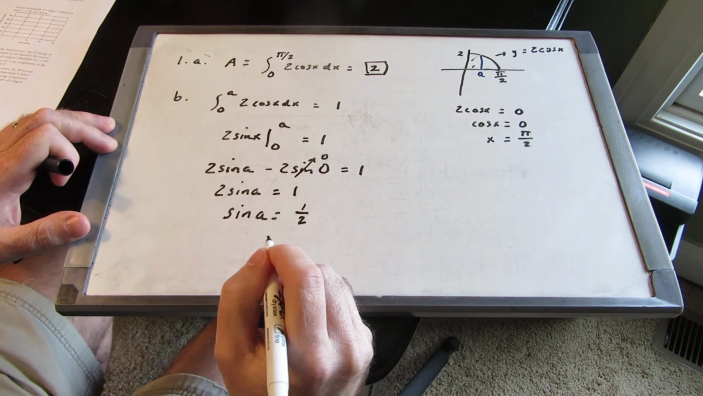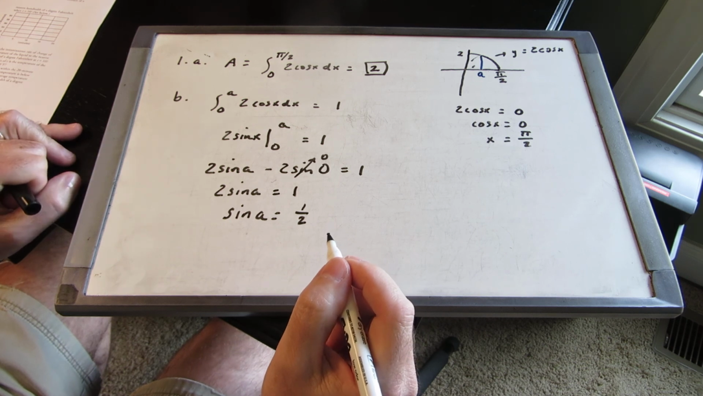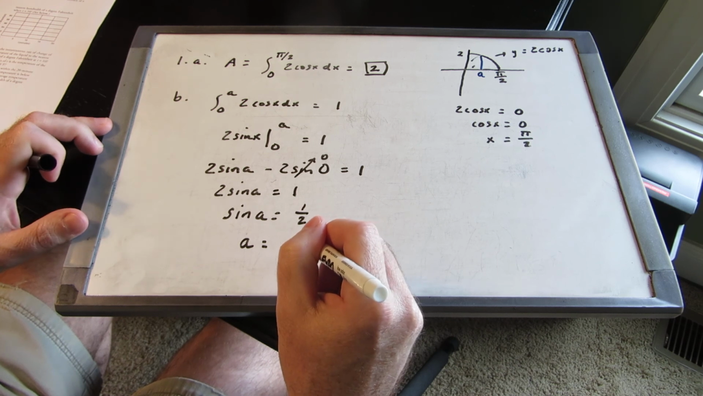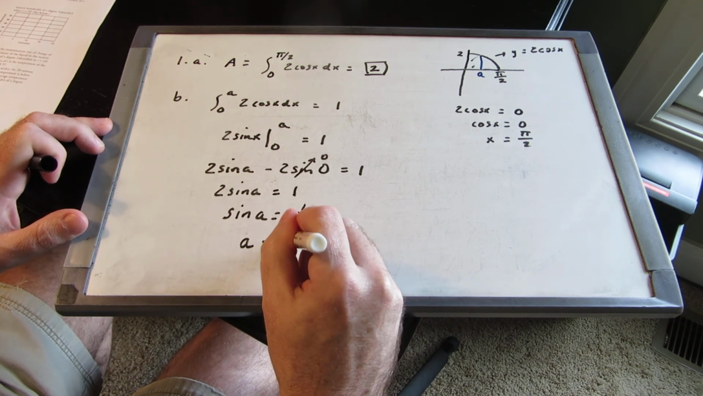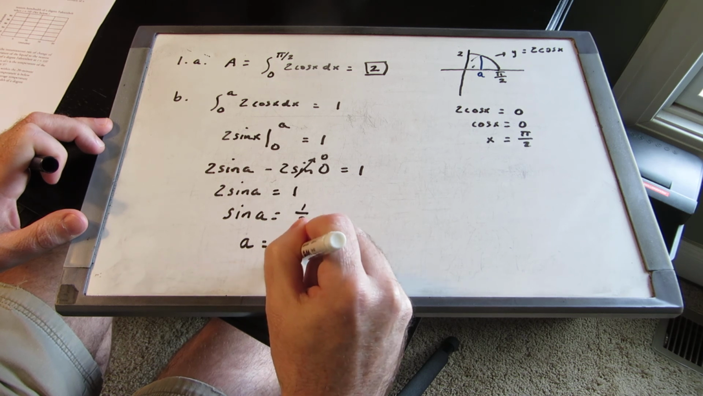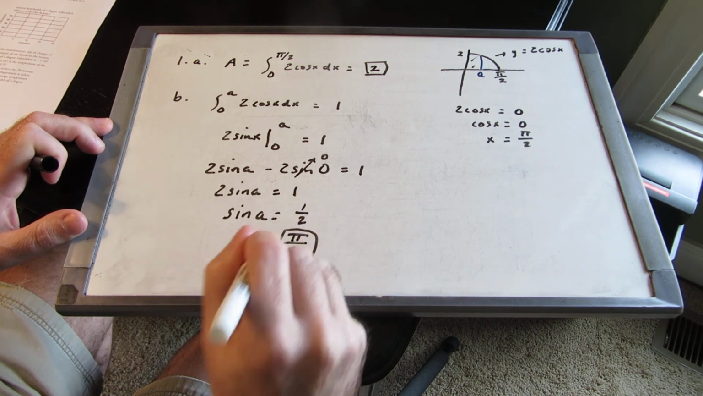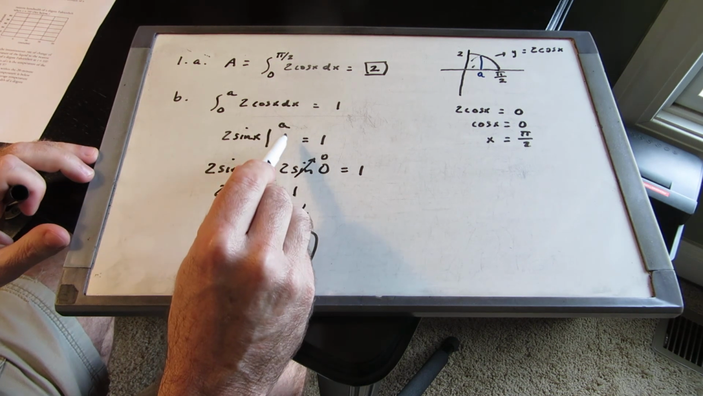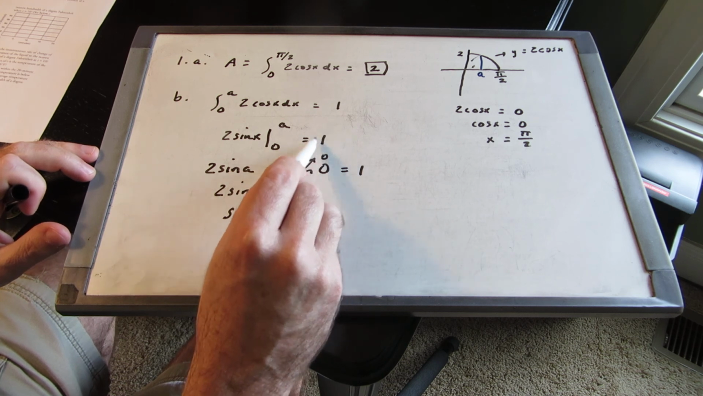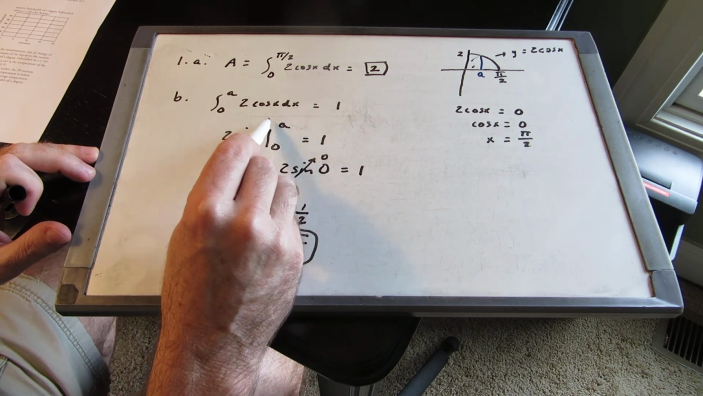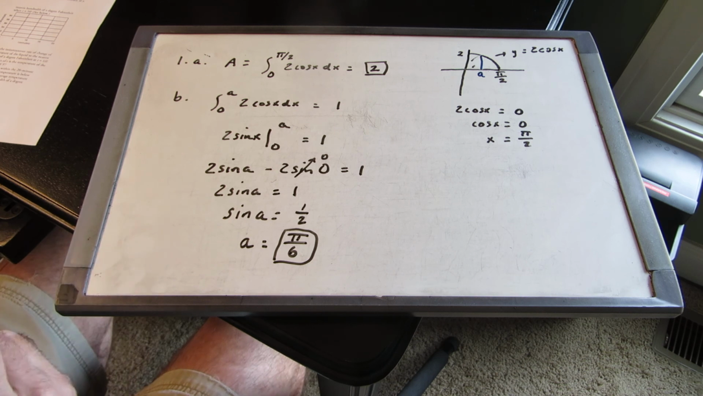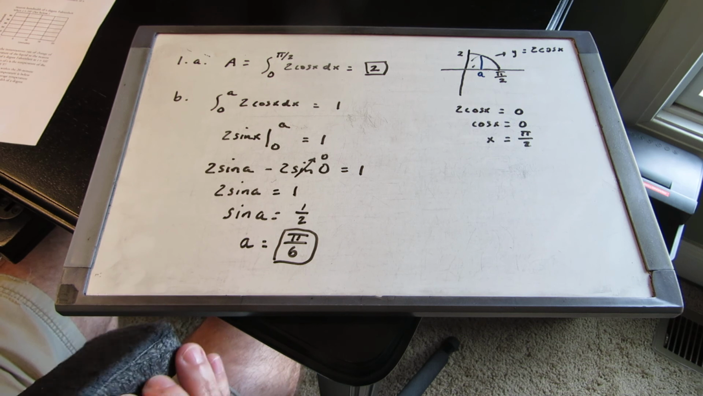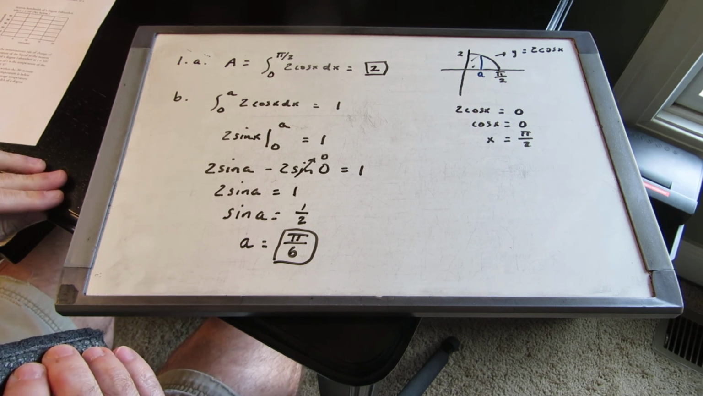Well, what angle has a sine of 1/2? You've got to remember the old unit circle, but the angle that has a sine of 1/2 is pi over 6. So that is your answer to part B. Hopefully you're starting to get a little more comfortable with solving for something where you know the final answer, but we're solving for one of the limits of integration. We did one of those with k in yesterday's video. I'll give you a second to write that down.